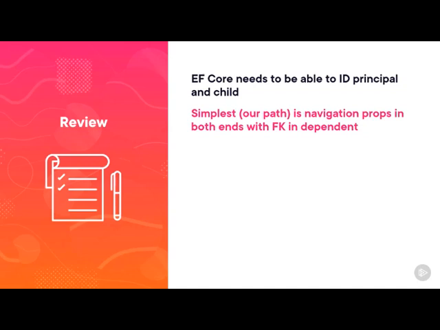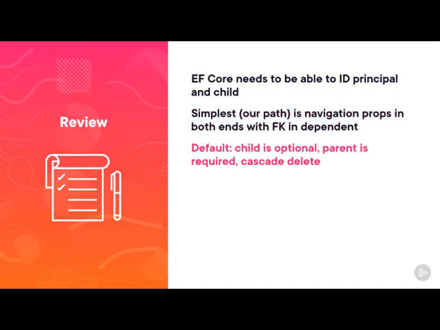But the simplest mapping for EF Core to recognize a one-to-one is the one with the most clues: navigation properties on both ends, and a foreign key in the dependent or child class. And that mapping comes along with some defaults. The child is always optional, the parent is required, and if you delete the parent, a cascade delete will also delete the child record. Fortunately, querying across the one-to-one uses the same patterns and syntax that you've already learned.